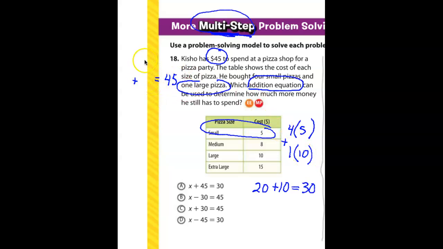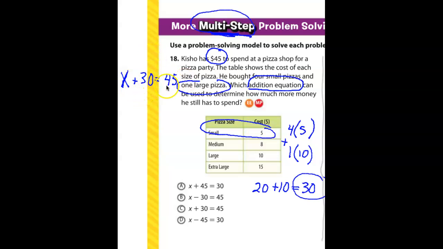So over here, I've got that I spent $45 altogether. The question says which addition equation can be used to determine how much more money he still has to spend. So we don't know how much money. I noticed down here they're using the letter X. So I'll go ahead and use the letter X. X plus, we've already spent 30. X plus 30 is equal to $45 is what's happened so far.